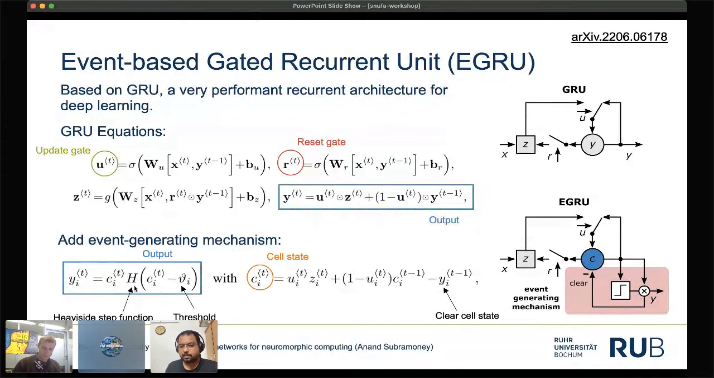And the cell state dynamics is almost exactly the same as a gated recurrent unit, but there is an additional term which corresponds to the spiking neural network reset, because we don't want a unit to be sending events in consecutive time steps just because it went over the threshold once. So this is the event-based gated recurrent unit that we have been working on.